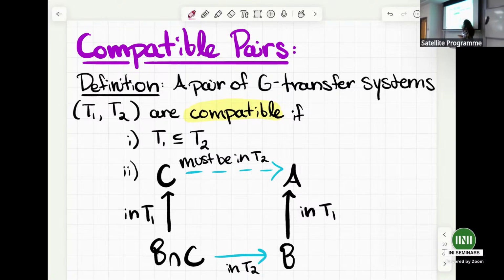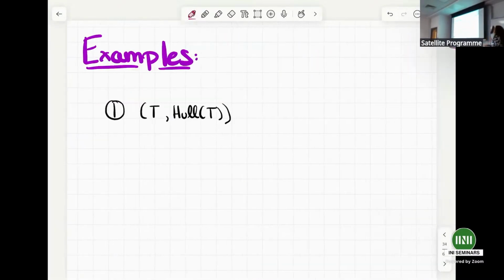So what this means is if these two edges are in T1 and this edge on the bottom here is in T2, then I have to have this edge in T2 in order for T1 and T2 to be compatible. Right, so it's an if-then statement. I do not expect you to digest that in one sitting or memorize it for sure. Although I guess you do for my slides maybe, but I'll keep bringing it up whenever we need to remember it. So let's talk about some examples.